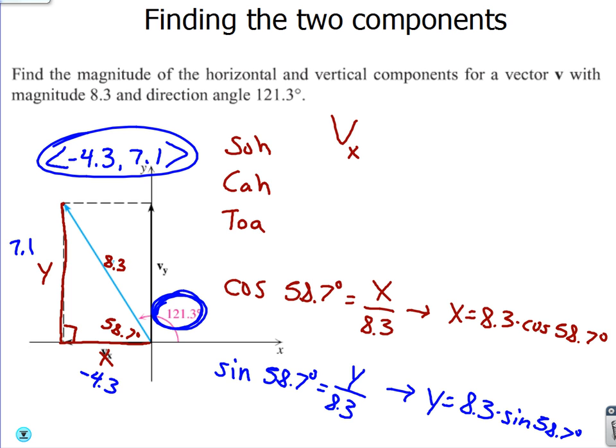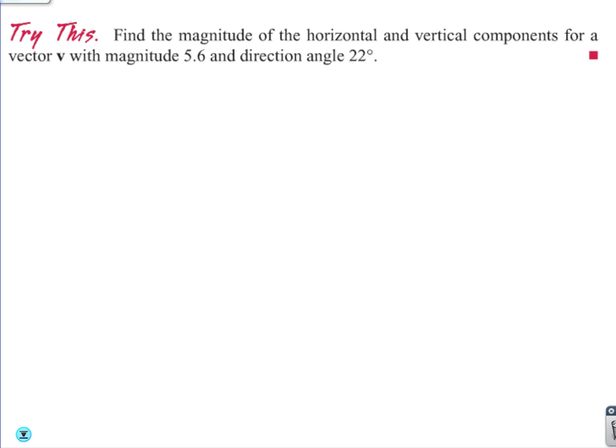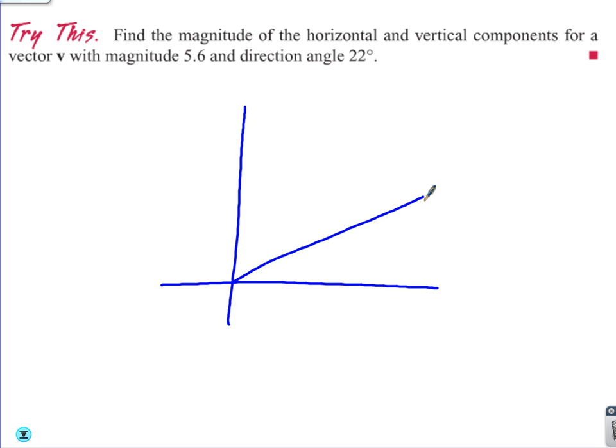Let's do another one of those. Find the magnitude of the horizontal and vertical components. Not the magnitude of the whole vector, but the magnitude of the horizontal and vertical components for a vector that has a full magnitude of 5.6 and a direction of 22 degrees. So there's your direction, 22 degrees, and you have a magnitude of 5.6. You're wanting to know what your horizontal and vertical components are.